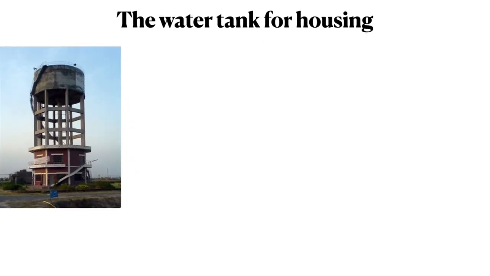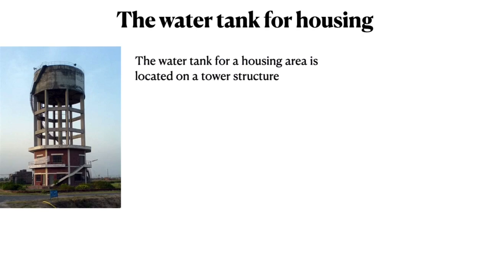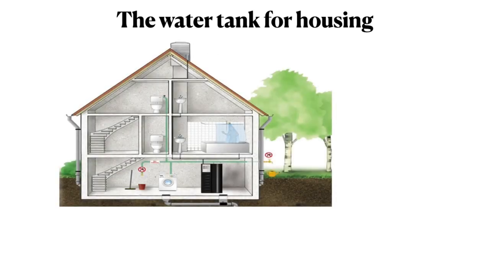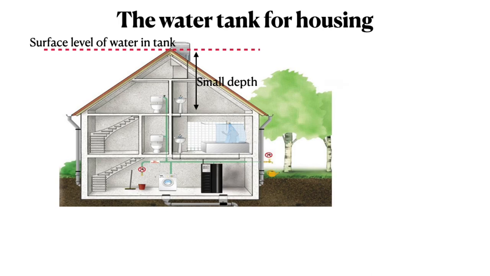Next is water tank for housing. The water tank for a housing area is located high on a tower structure. And for an individual house, it is located at the rooftop. In order to understand this better, let us look at this example. In all situations, the depth of water is measured from the water surface level in the tank. From the surface to the second floor of the house, the depth is small and it results in a low water pressure.